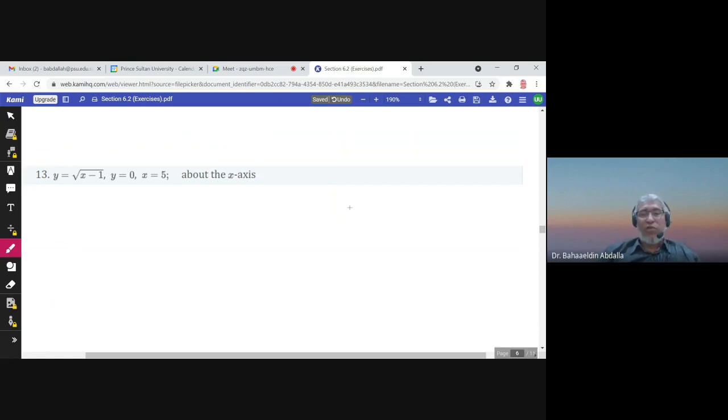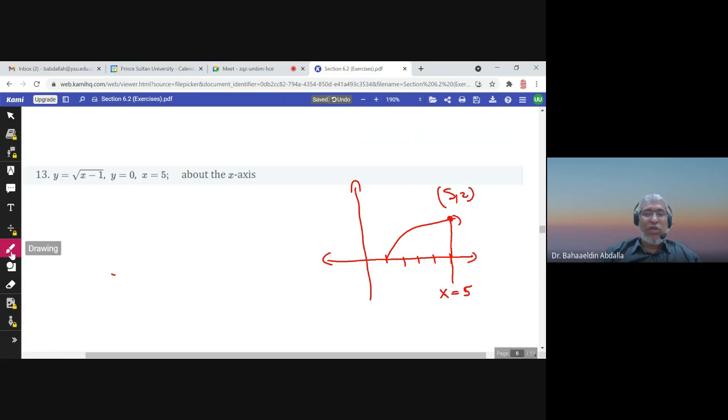y equals square root of x minus 1. This is y equals square root of x, but taken 1 unit to the right. So that's the graph. This is y equals 0 and 2, 3, 4, 5. This is the line x equals 5. When x is 5, 5 minus 1 is 4, square root of 4 is 2. So this point has coordinates 5 and 2. y equals 0, x equals 5, and the square root function. So this is exactly the region.